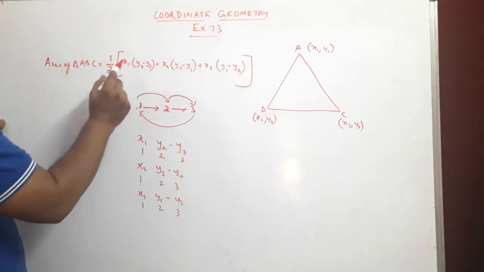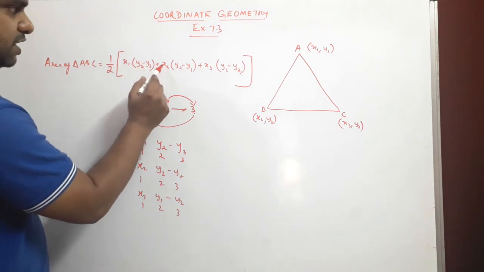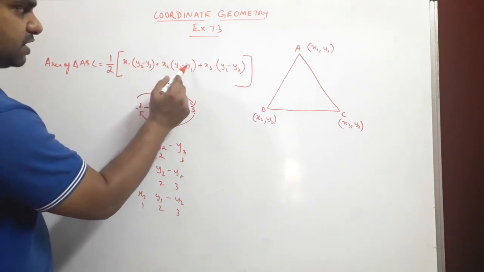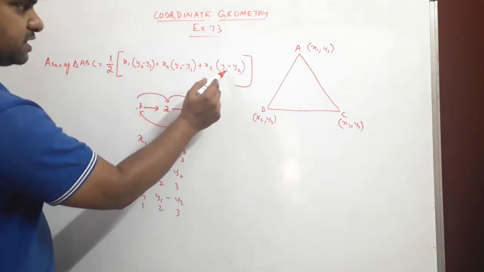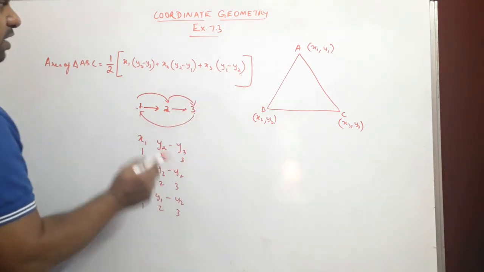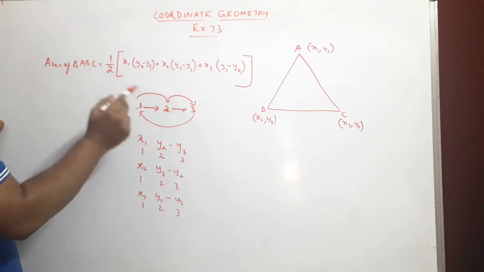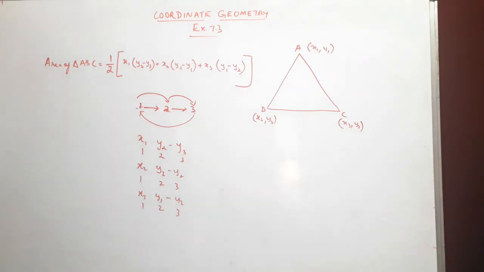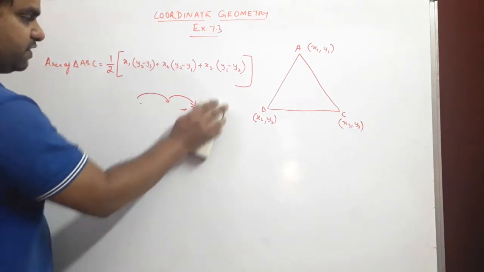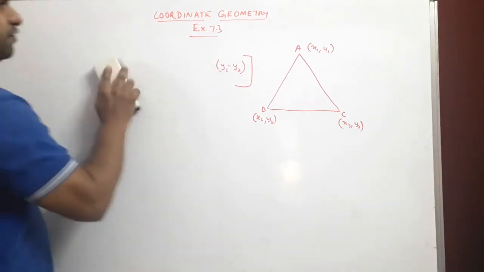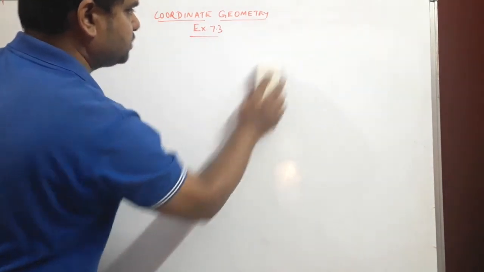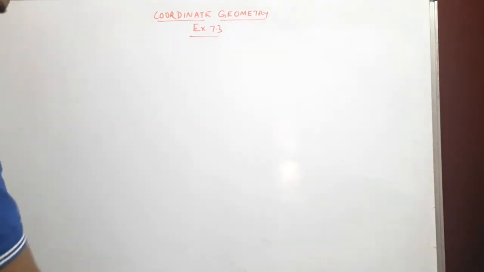Got it? So x1 into y2 minus y3 plus x2 into y3 minus y1 plus x3 into y1 minus y2, and don't forget the entire thing has half multiplied with it. Okay, so half into the rest of the bracket. So now using this formula we will solve a few problems to find out area of a triangle in coordinate geometry.